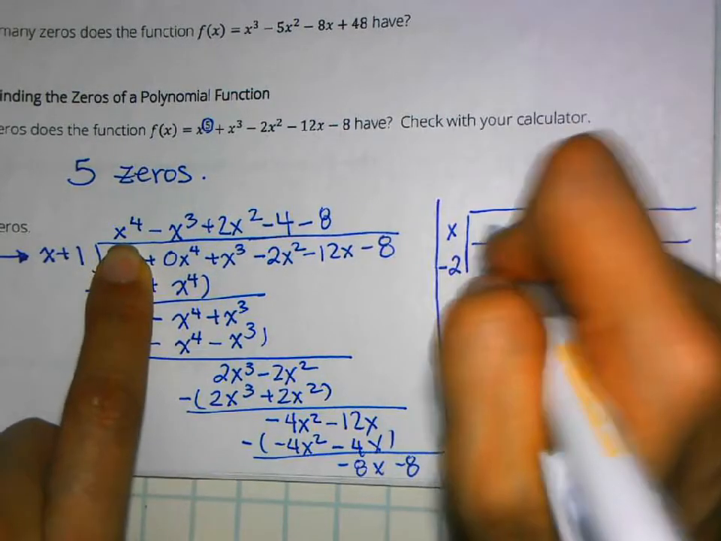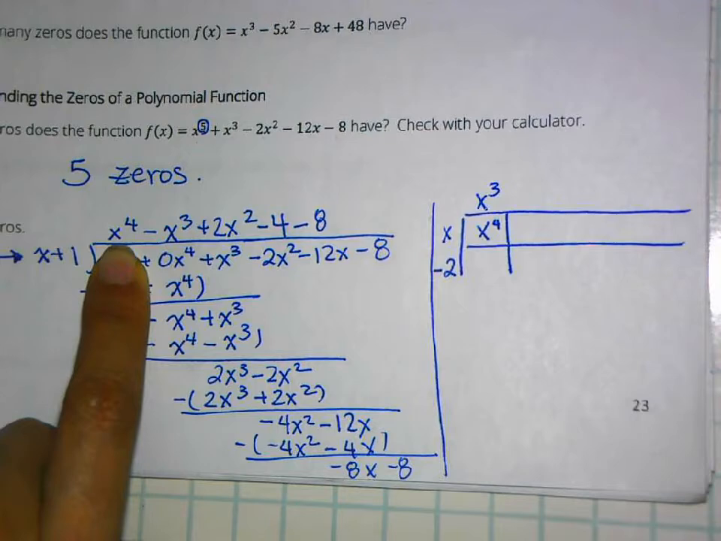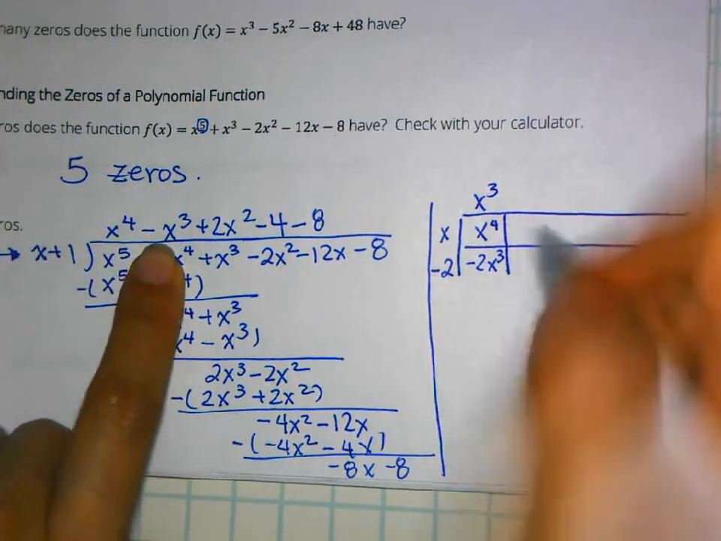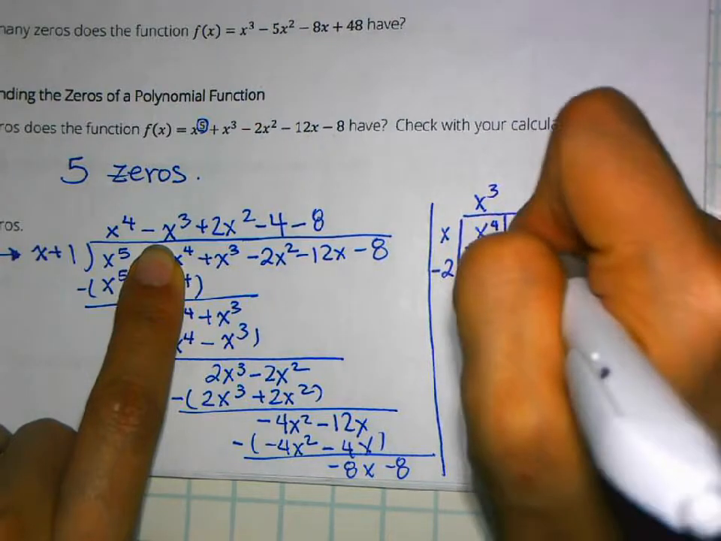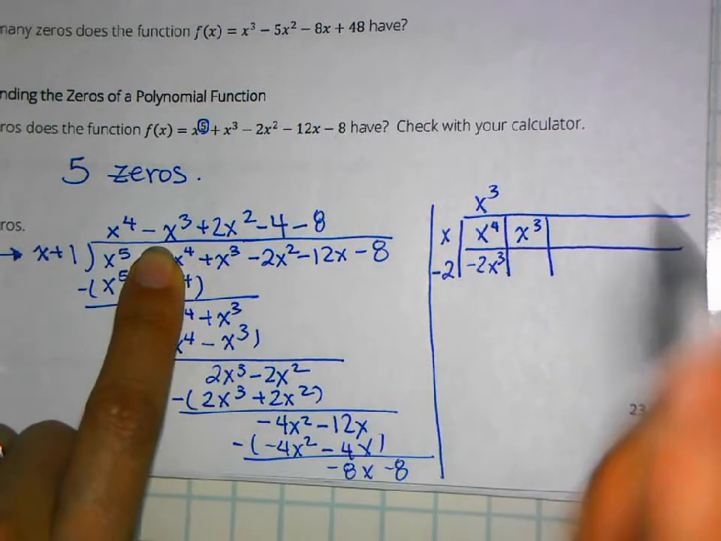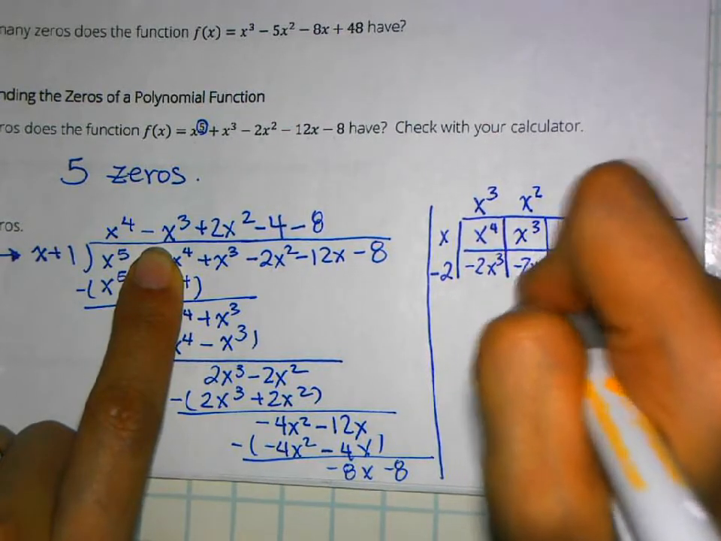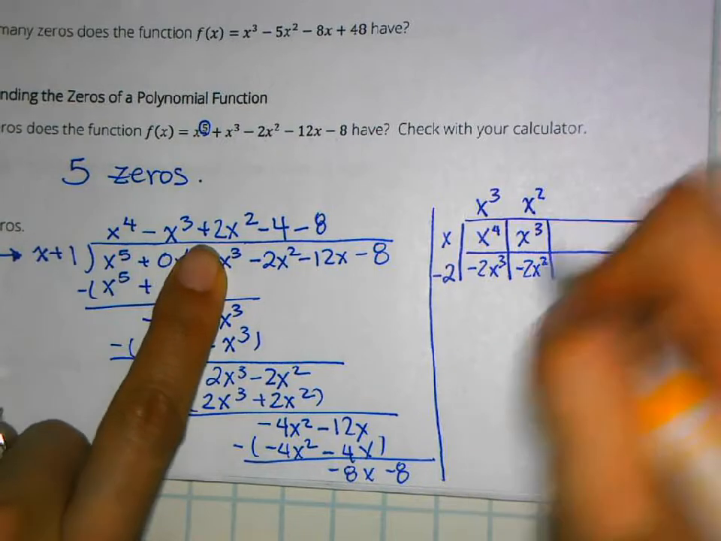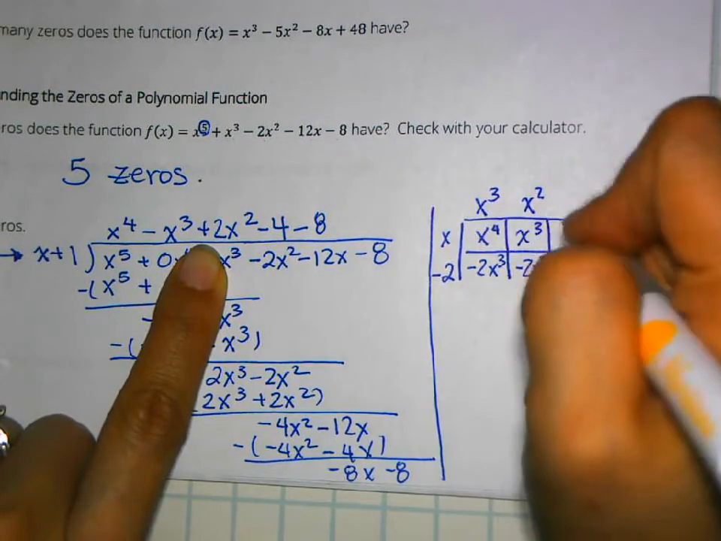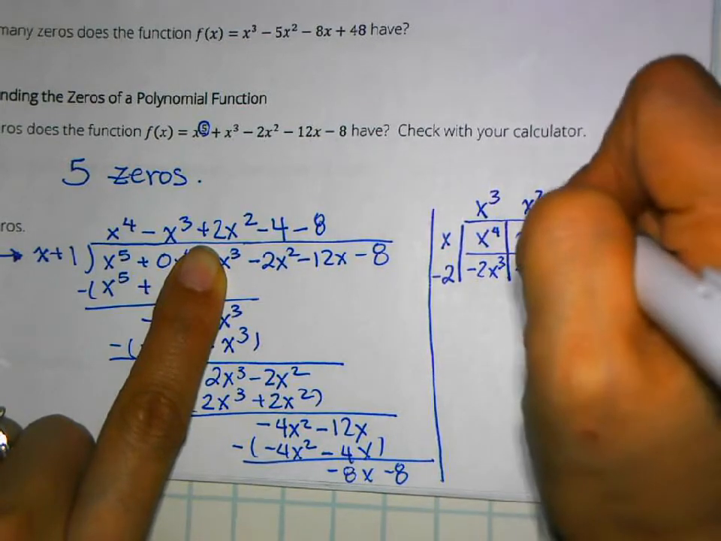I know that the first term is x to the 4th power. So that means x cubed goes up here. Negative 2x cubed. These add up to be negative 1x cubed. So I would have positive x cubed here to add up to negative 1x cubed over here. So that's going to give me x squared. Negative 2x squared plus something has to add up to positive 2x squared. So that's going to give me positive 4x squared. So that's going to give me 4x.